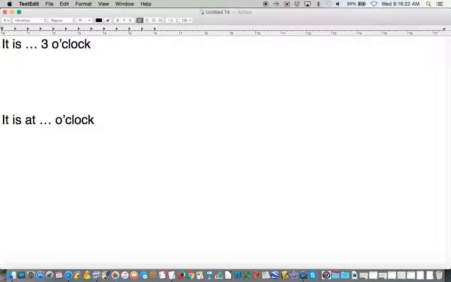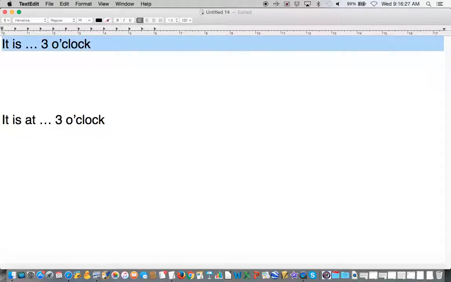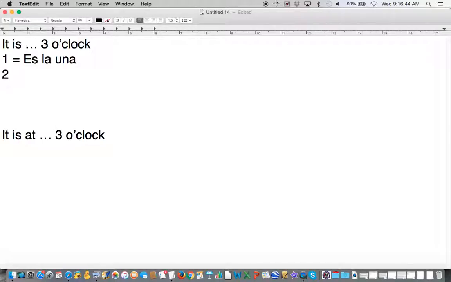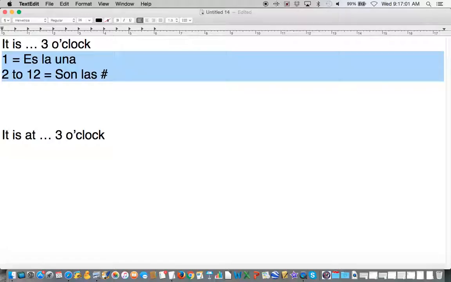So there is a fundamental difference between these two things. The top one is for telling what time it is. The bottom one is telling at what time something happens. For 1 o'clock, it's always going to be es la una. It's just that simple. For anything from 2 o'clock to 12 o'clock, it's going to be son las, and then whatever number is appropriate. Not uno, but dos, tres, cuatro, cinco, seis, something like that. So this is how you tell the time in Spanish.